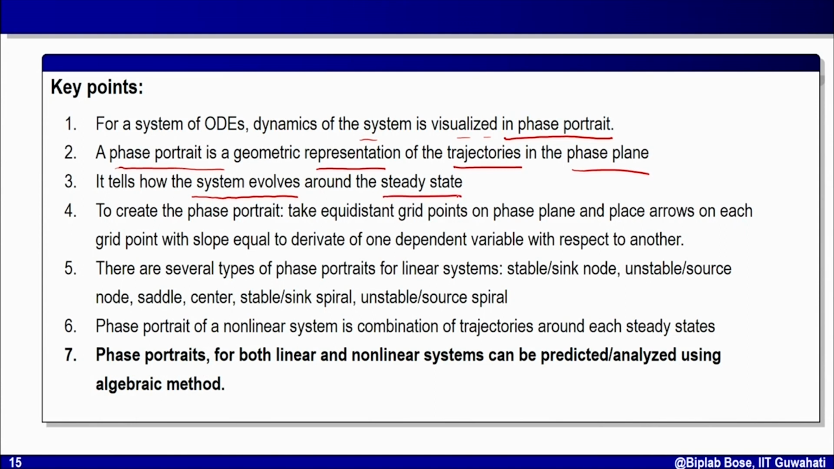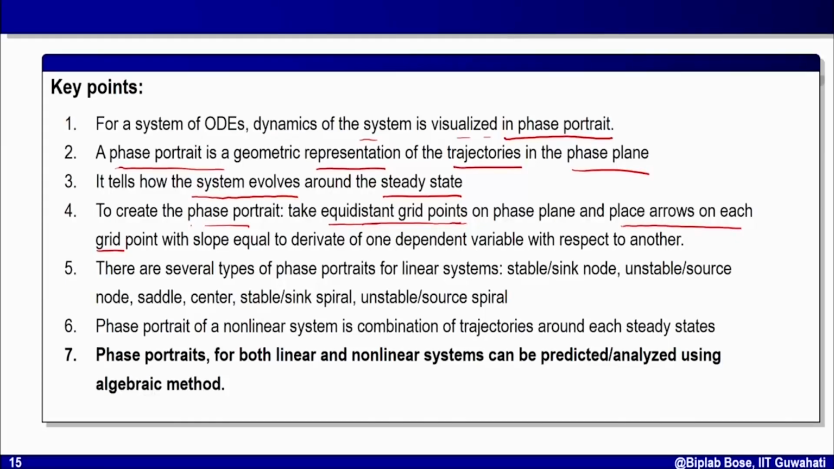And remember, I am getting the steady state through the intersection point of the null lines. To create the phase portrait, what I have to do is divide the phase plane into equidistant grid points, and then I have to place arrows on each of these grid points, and the arrows will have slope equal to the derivative of one dependent variable with respect to the other one at that point. So if I am drawing the phase portrait in a y versus x plot, then I will have the slope equal to dy/dx.